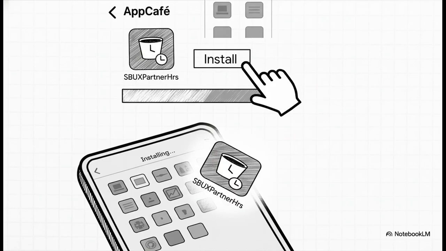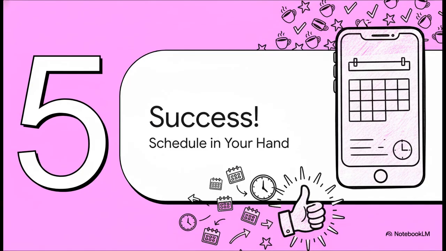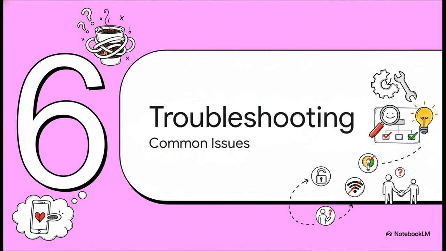Just find the SBUX Partner Hours app inside that private store, tap Install, and let it do its thing. After it's downloaded, you might have to log in one last time with your partner numbers. And boom, just like that, you did it. You now have your full work schedule right there in your hand anytime you need to check it. Success! Okay, but what happens if you hit a wall somewhere?